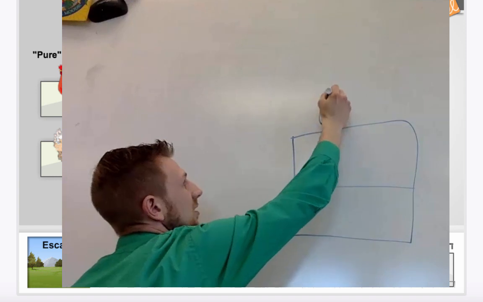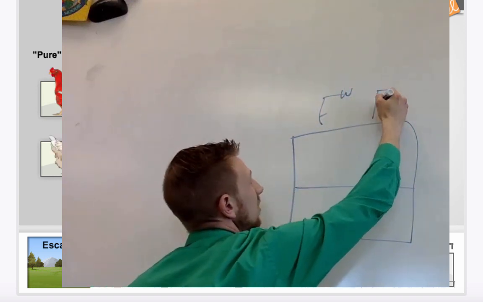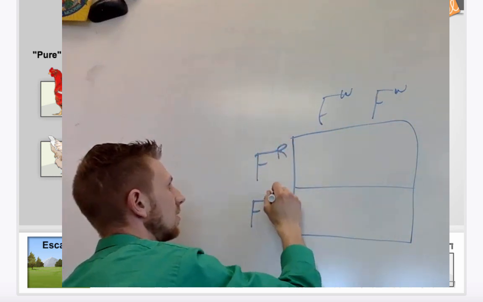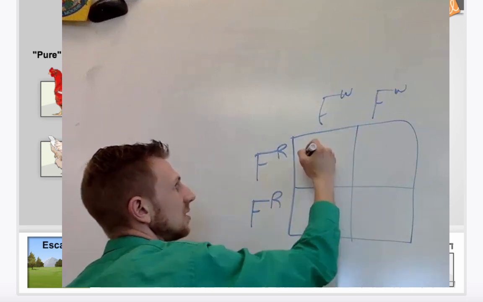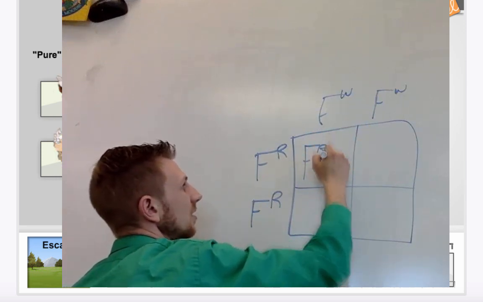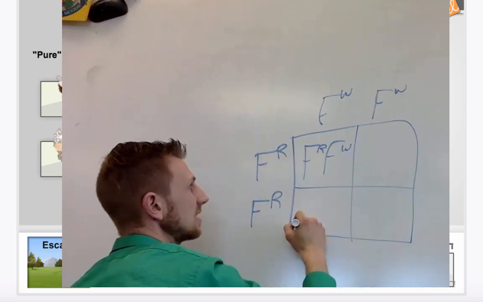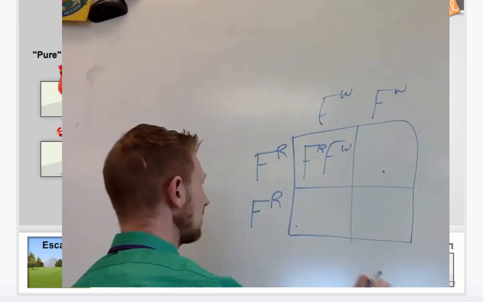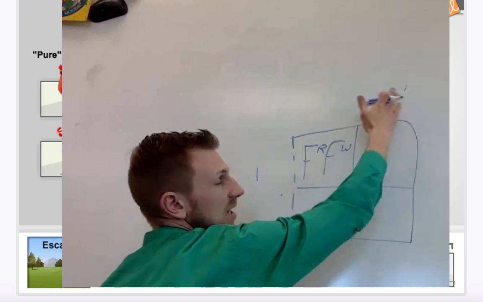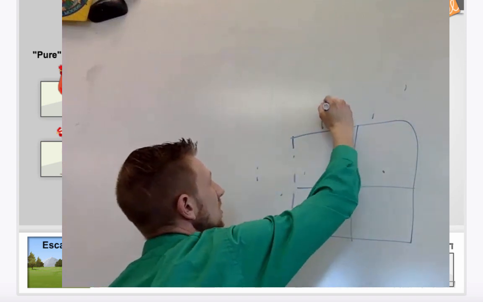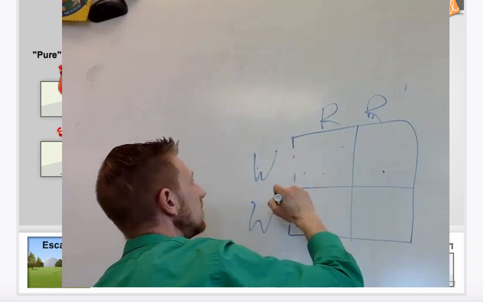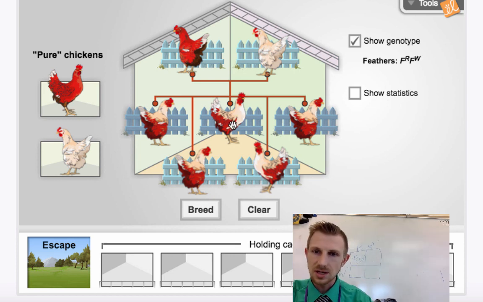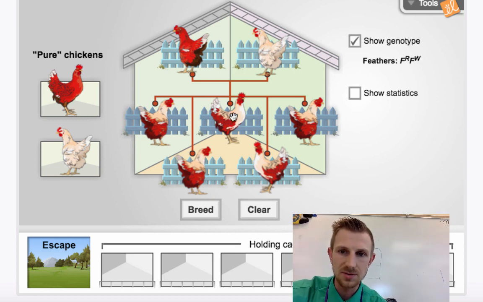So here was the white chicken. And then here's the red chicken. And then in this box, you would have F superscript R, F superscript W, and the same thing here, here, and here. Again, another way to write that, sometimes you'll see it both ways, would be RR, WW, and they would all be RW. Now, all these little baby chickens right here, these are the RWs.